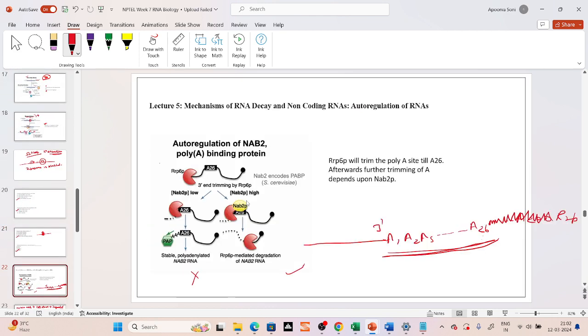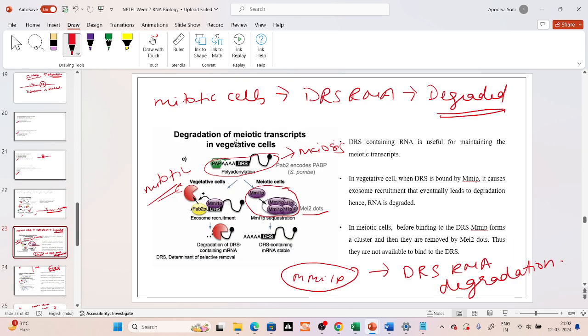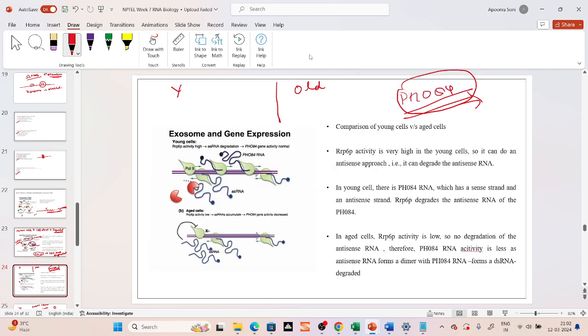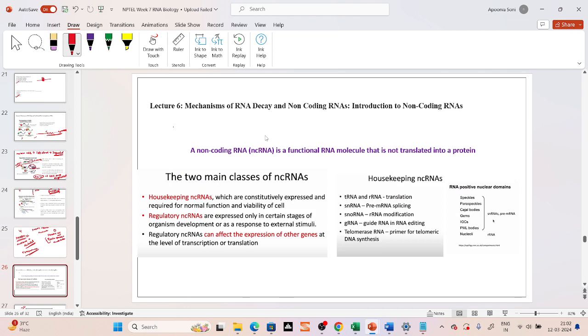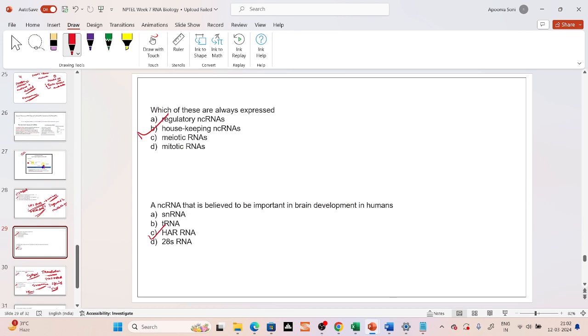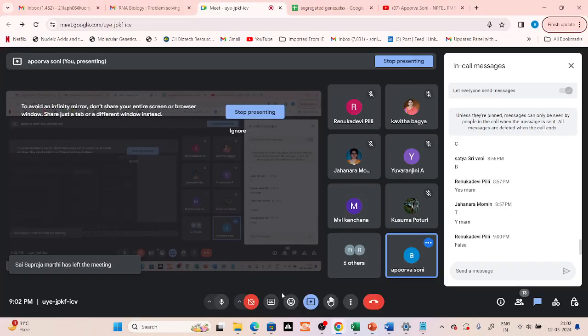Then we studied some kinds of autoregulation. Here we studied that of PAB protein, that is poly-A binding protein. We studied the degradation of the meiotic transcript in mitotic cells, and how the activity of exosomes regulates the expression of genes. And then we started with some non-coding RNAs, microRNAs. Okay, so with this we finished our today's class. So hope you could understand something from it. Even if you are able to understand at least 0.01%, it's more than enough for me.